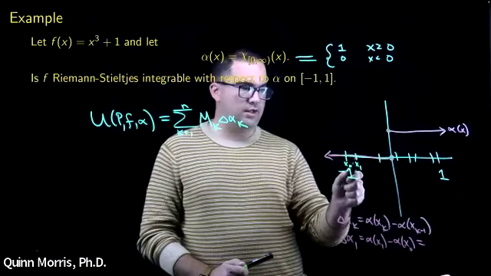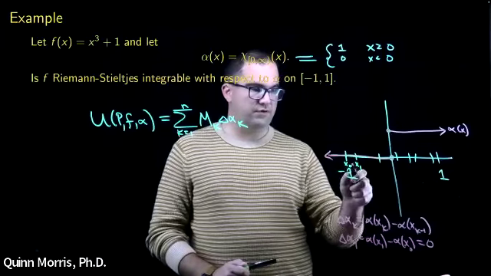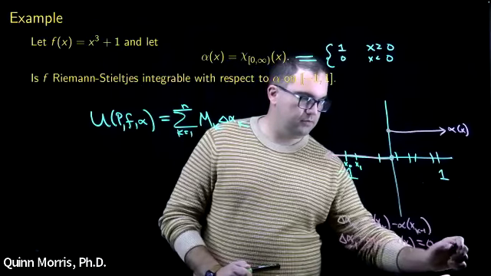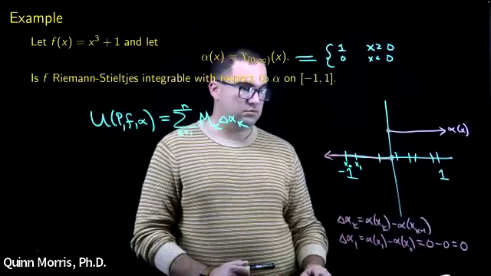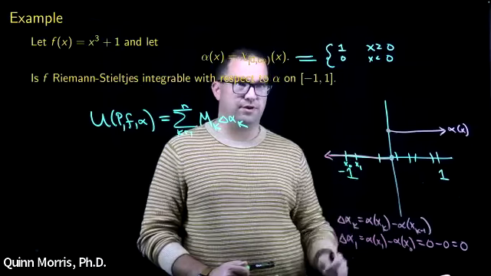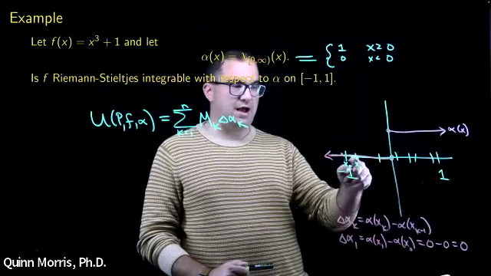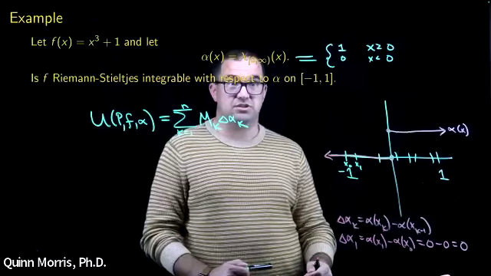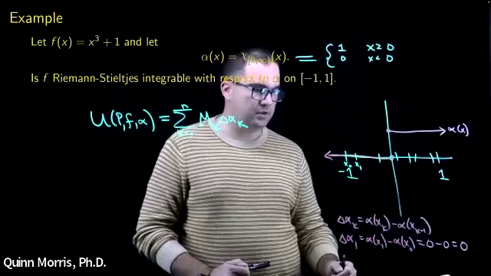All right, what's alpha of x sub 1? Well, as I've drawn it here, that's 0. What is alpha of x sub 0? Well, as I've drawn it here, alpha of x sub 0 is 0. Okay, so delta alpha 1 is just 0. And again, that's because this function alpha does not change at all over the interval x0 to x1. And that's all that delta alpha k is measuring. It's measuring the difference between alpha at the rightmost endpoint and the leftmost endpoint. And this doesn't change over that subinterval. So that delta is 0.